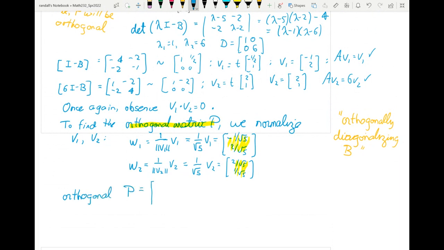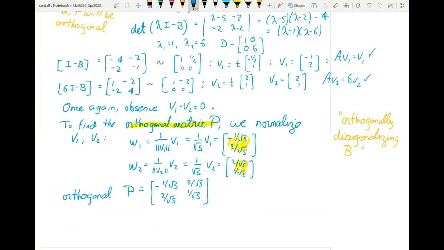So I've ordered my eigenvalues already, right? The lambda 1 was eigenvalue 1, and that corresponds to this normalized eigenvector W1. So I have to put that one in my first column. There it is. And I'll put in my second column the eigenvector corresponding to my second eigenvalue in my diagonal matrix, which is 6. And that's the W2. So 2 root 5, 1 root 5.